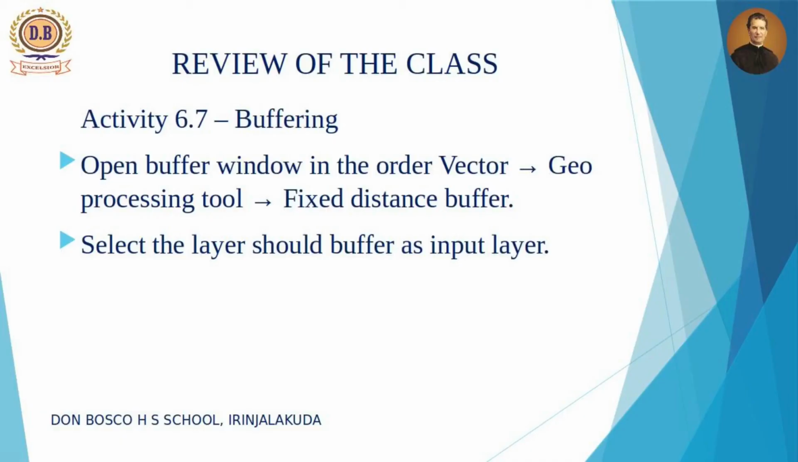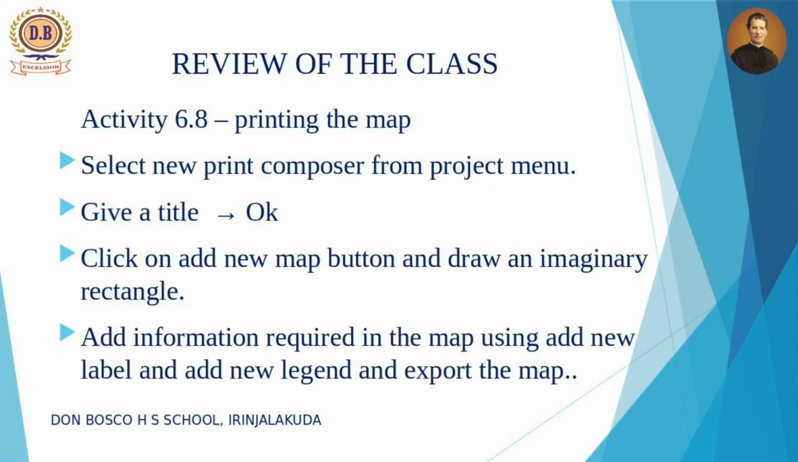Okay. Today we have discussed another two activities in your textbook. First, activity 6.7, which is buffering. Open the buffer window in the order vector, geoprocessing tools, fixed distance buffer. In that window, select the layer that should be buffered as input layer. We have selected roads as input layer. After that, for the land that is being used for the road, we can make use of the measure line tool, and also the buildings that get affected, we can view by using open attribute table. So this is buffering. We have used this buffering for 5 meter widening of the road and 3 meter. So this is activity 6.7.